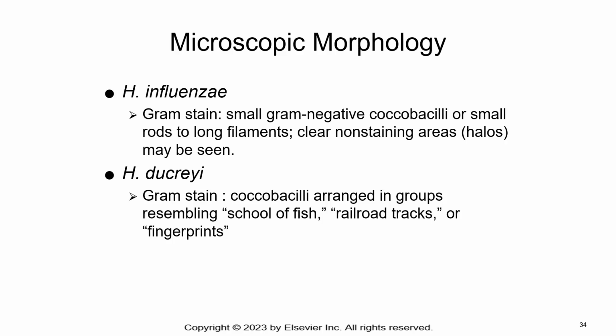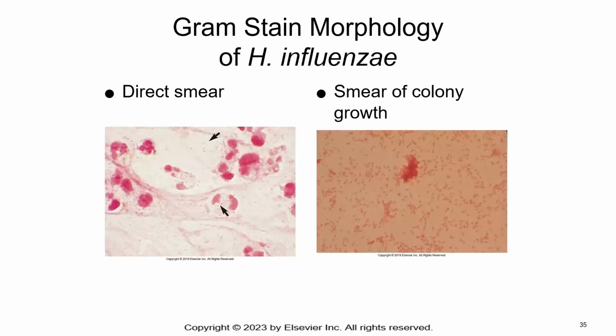So the Gram stain shows coccobacilli, and here's a direct smear, and here's a smear of colony growth. In a direct smear, if you're not really looking hard for it, it can sometimes blend in, especially if we're looking at a blood smear. In a blood smear, there are a lot of little platelets in the background. It's really difficult to differentiate these from the background material. This one's a little bit easier to see because these are polymorphonuclear cells, and you can see the tiny little bacterial cells in the background. But in some specimens, it's really difficult to differentiate these.